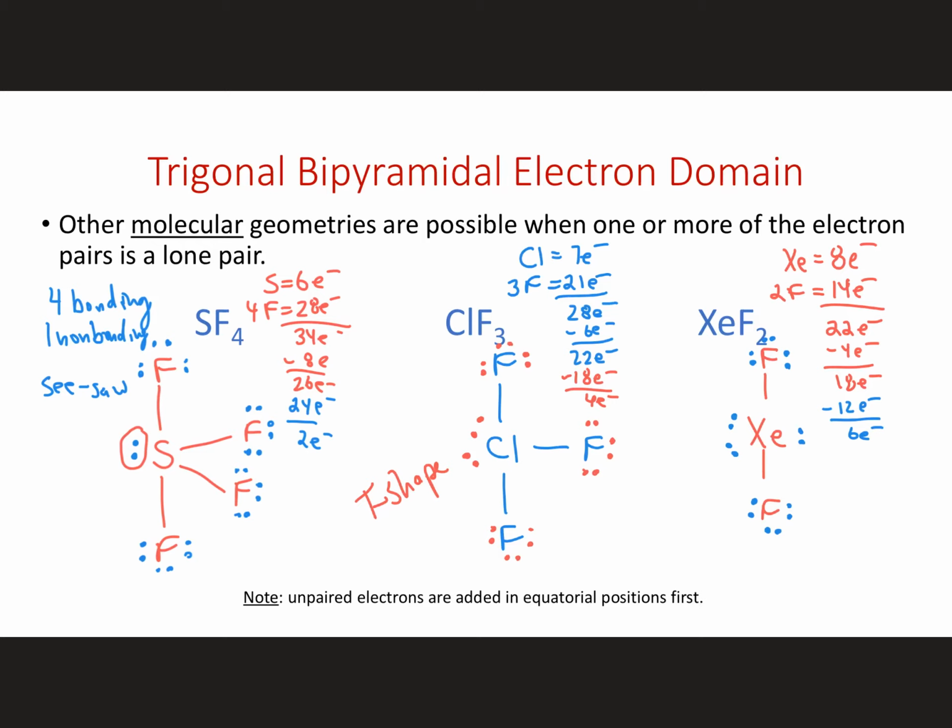I still have 5 electron domains, so with respect to my electron domain geometry, I am trigonal bipyramidal. However, for my bonding domains, only 2 of those 5 domains are bonding, so my molecular geometry would be linear.